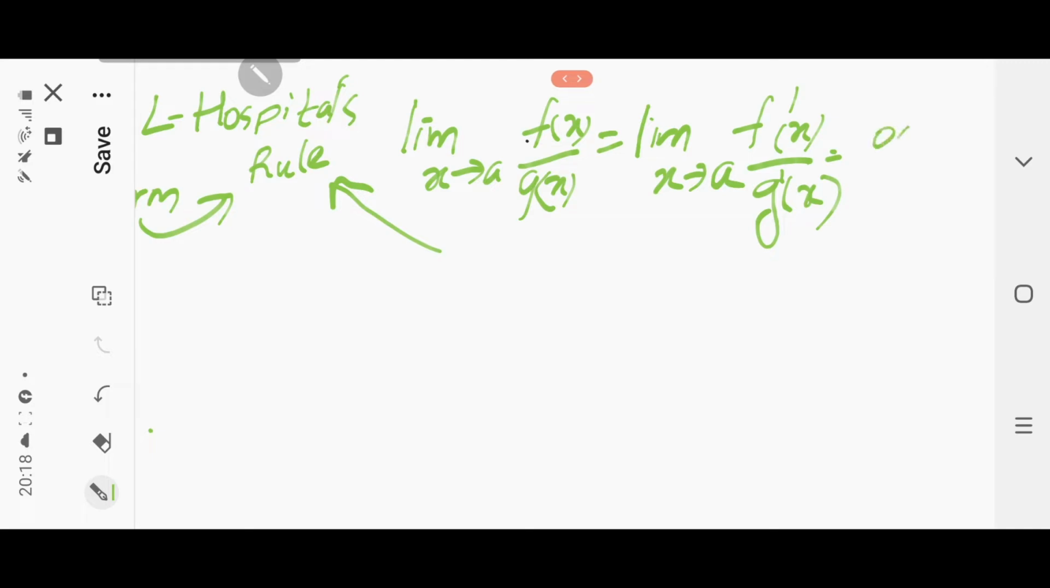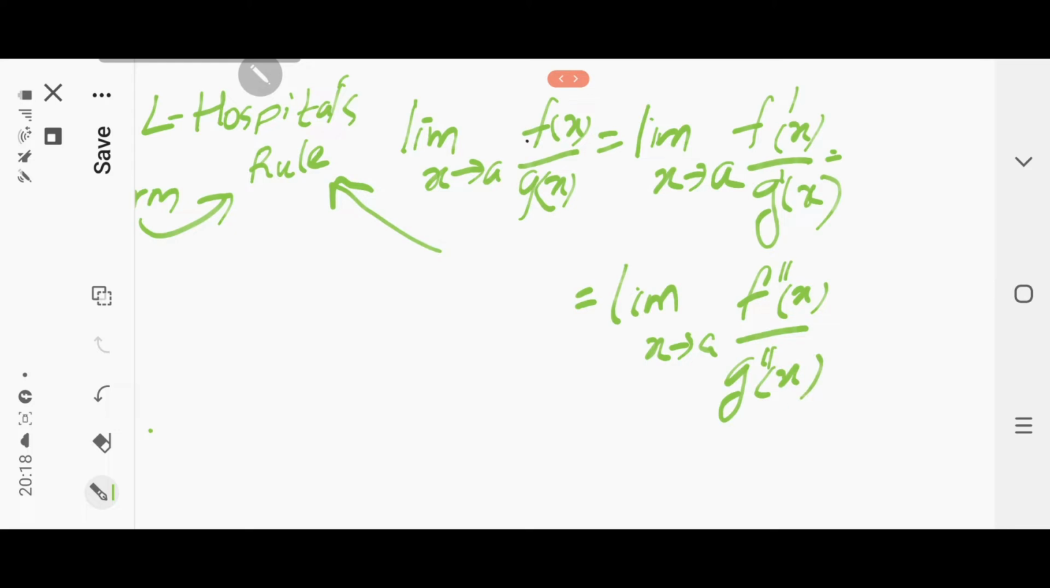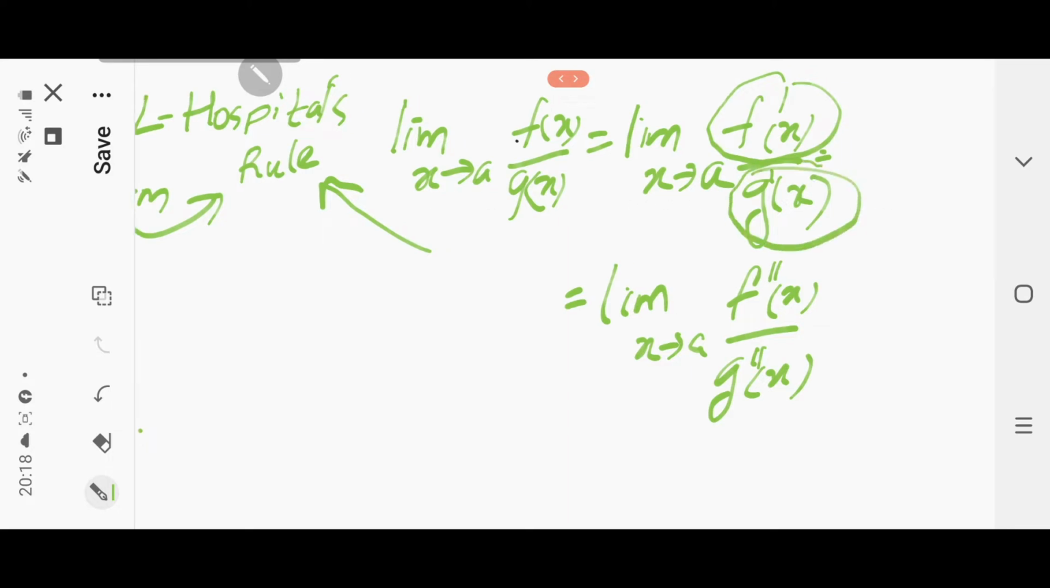If again it is a 0 by 0 form by substituting the value, that means f dash a divided by g dash of a, in the place of x you put a, again you get a 0 by 0 form, L'Hospital rule says you again take the derivative, that means limit x tends to a, f double dash of x divided by g double dash of x. You take the derivative of the numerator and the derivative of the denominator separately. Don't forget that.